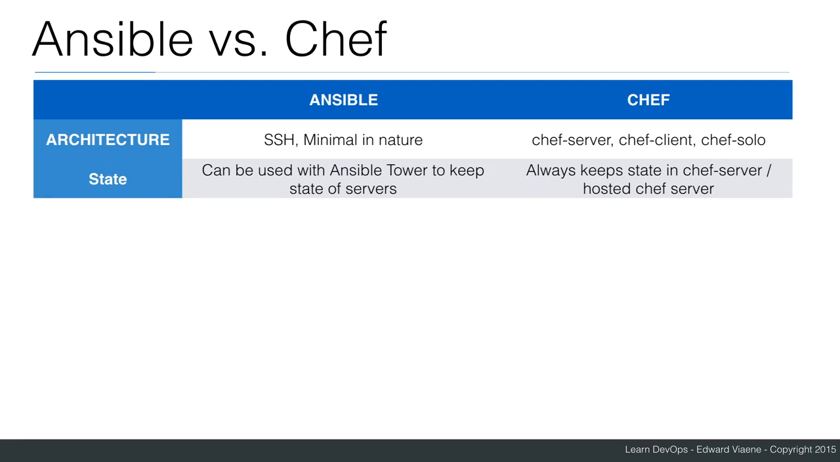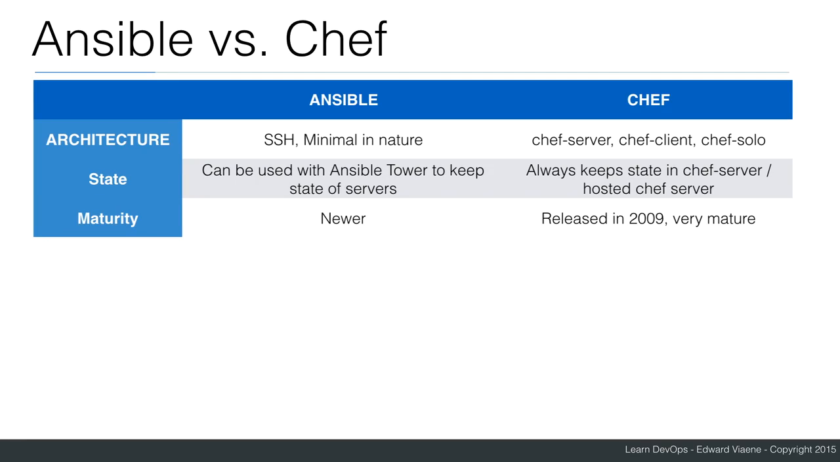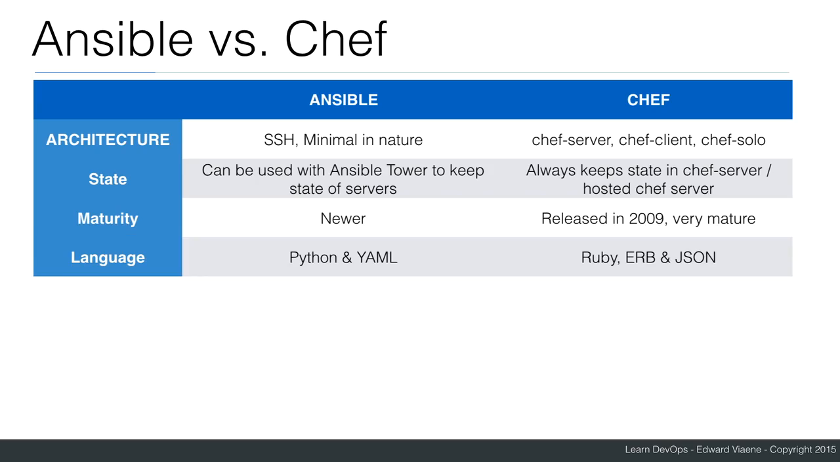The state of Chef nodes is always saved in the Chef server, which is not the case with Ansible. You execute Ansible and it pushes all the changes to the nodes. If you use Ansible Tower with Ansible, you can keep the state, but that is optional and you have to pay for that product. Ansible is newer than Chef, so you will see that Chef is more mature and has more features than Ansible.